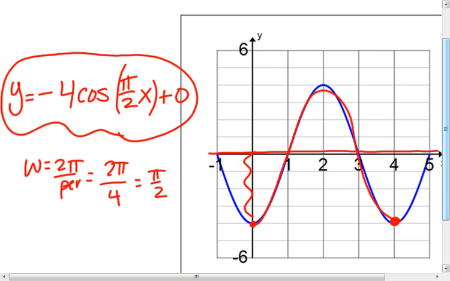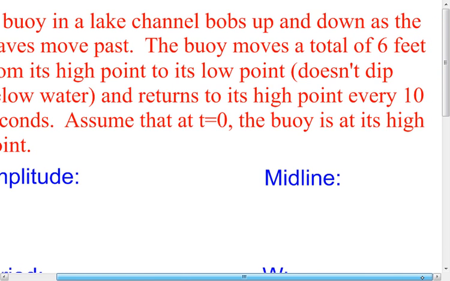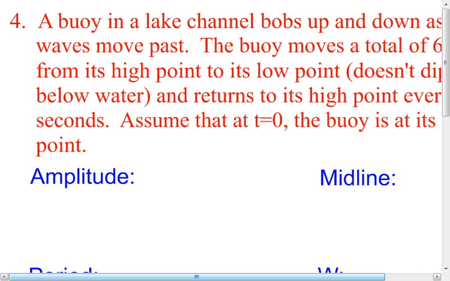Okay, now we're going to look at one real life situation right here. It talks about a buoy that's bobbing up and down in a lake channel with the waves. It moves a total of 6 feet from its high point to its low point. It never dips below water. And it returns to its high point every, and this is being cut off on my smartboard, I'm sorry, every 10 seconds. Assume that at t equals 0, and that's time, the buoy is at its high point, okay?